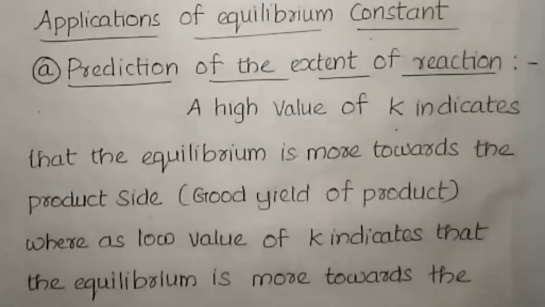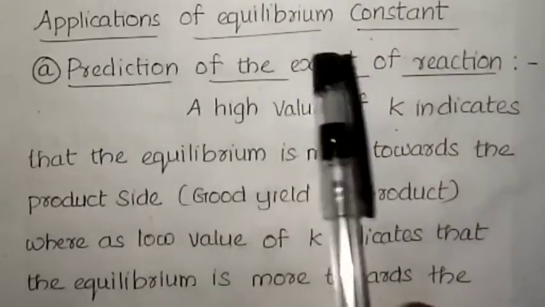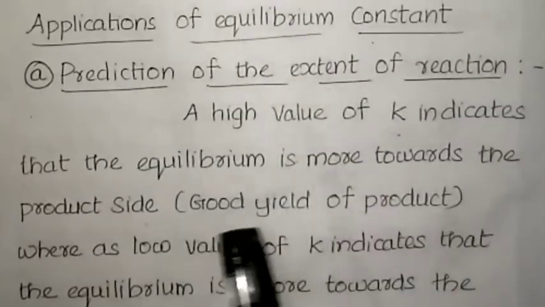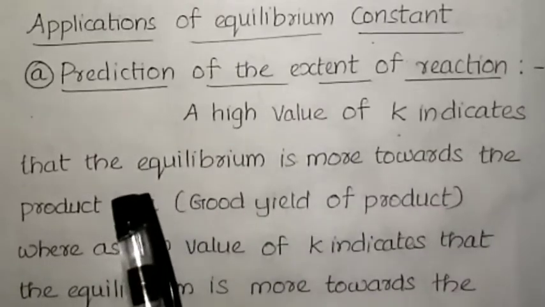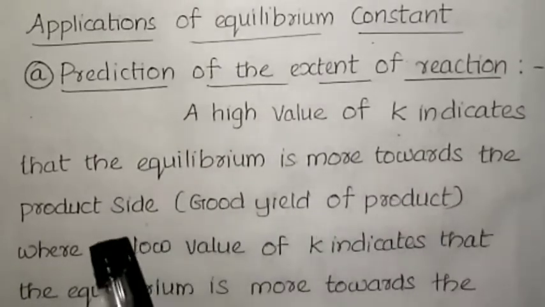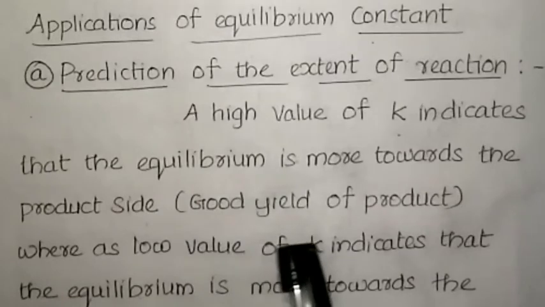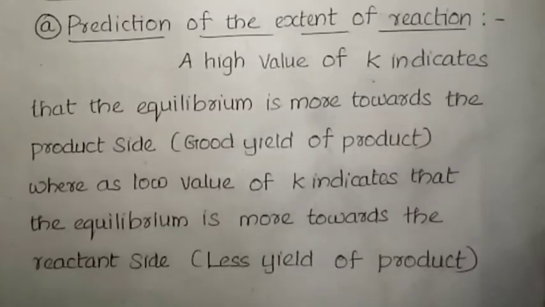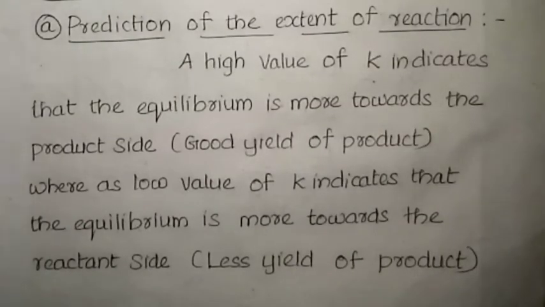Next, applications of equilibrium constant. First one, prediction of the extent of reaction. A high value of K indicates that the equilibrium is more towards the product side. That means good yield of product, whereas a low value of K indicates that the equilibrium is more towards the reactant side. That means less yield of product. So, if the value of K is more, then the forward reaction is favorable. Reactants are converted into products, more amount of products are formed.